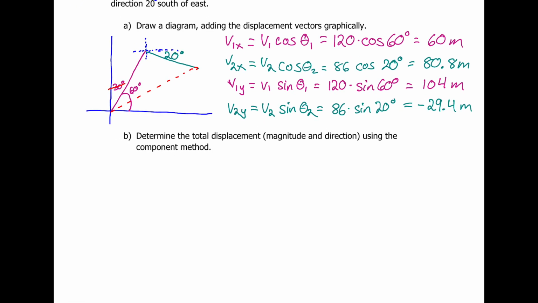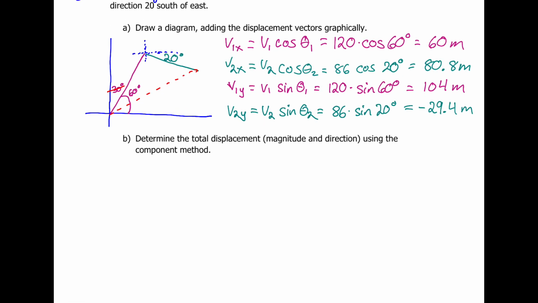So the next step, according to my rules, was the combining of them. So I want the total Vx to be V1 in the x direction plus V2 in the x direction, which in this case, the two x's were 60 plus 80.8, which I can do, 140.8. And so that's my total x number at this point.